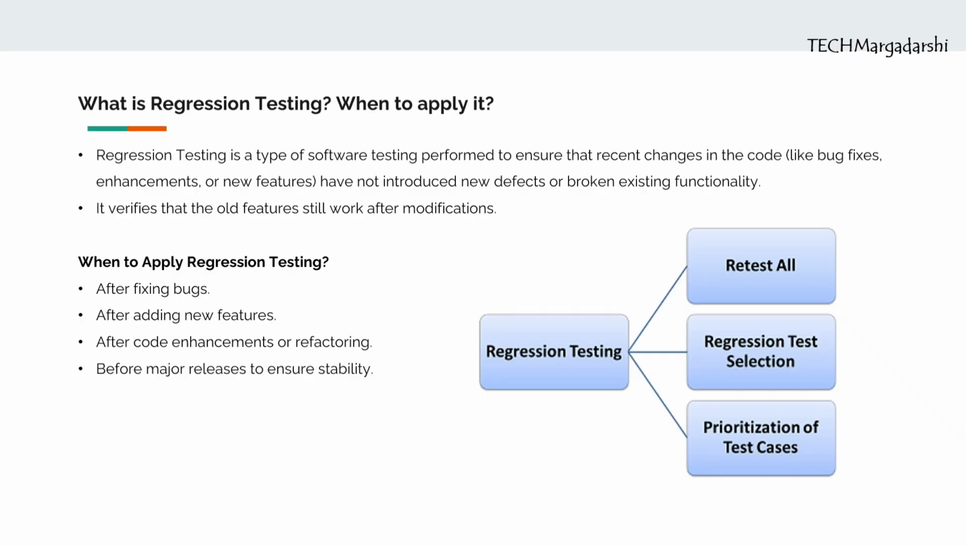So, in summary, retest all equals maximum coverage but costly. Regression test selection equals only selected test cases, faster. Prioritization of test cases equals runs high priority tests first for quicker feedback. That's how teams choose the right regression testing approach depending on time, cost, and project needs. In short, regression testing equals rechecking old features after changes to avoid unexpected failures.